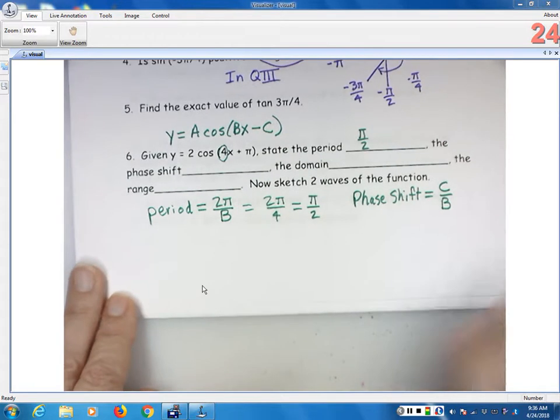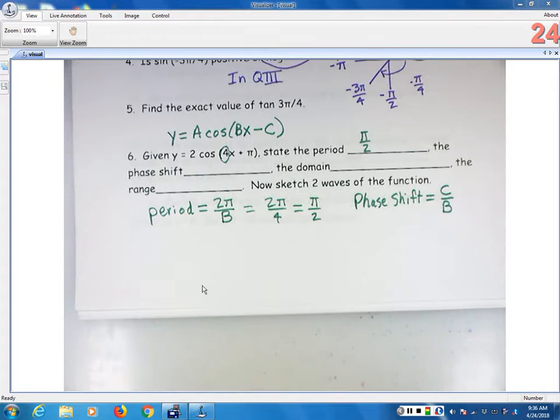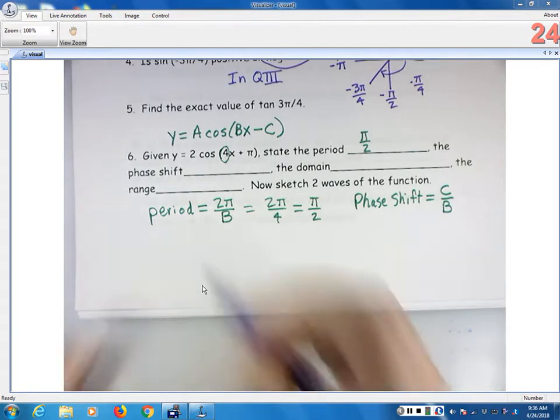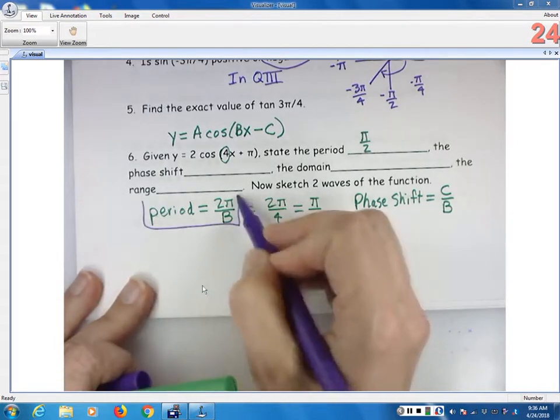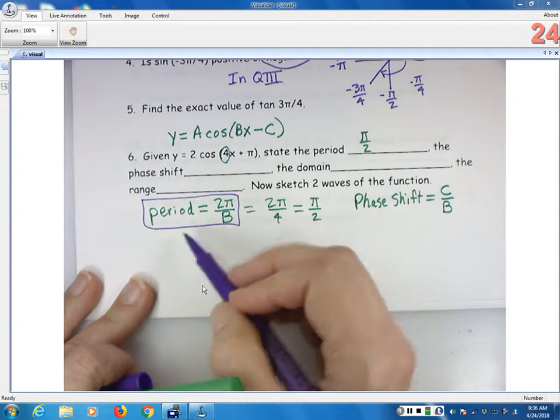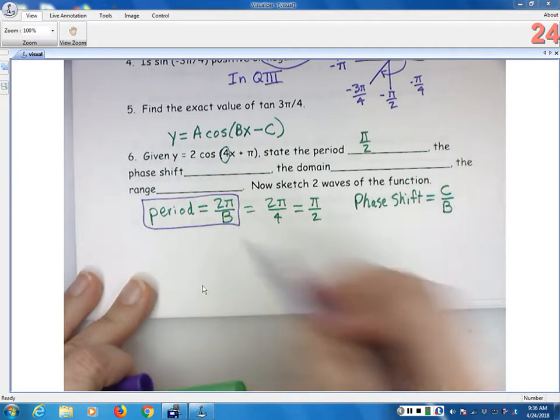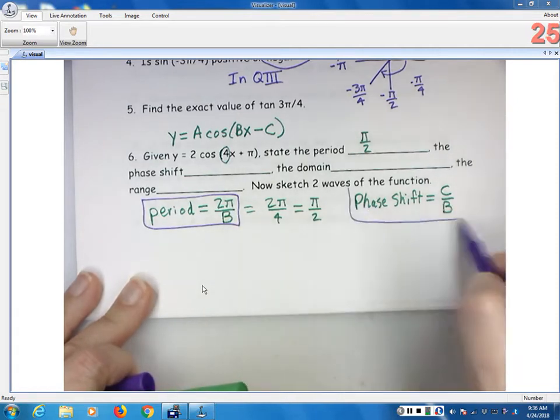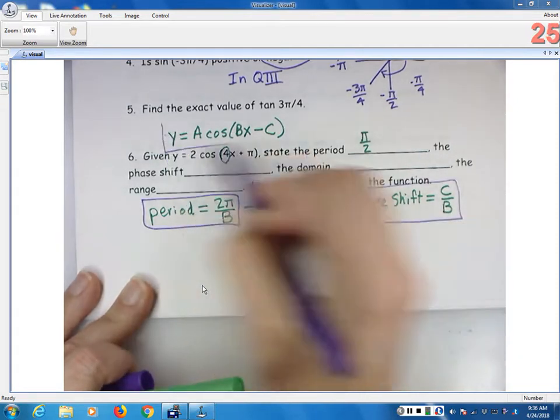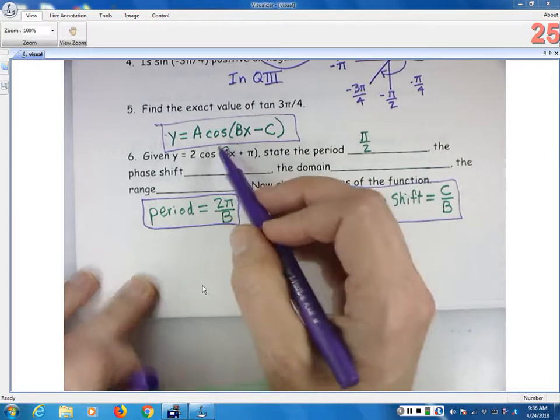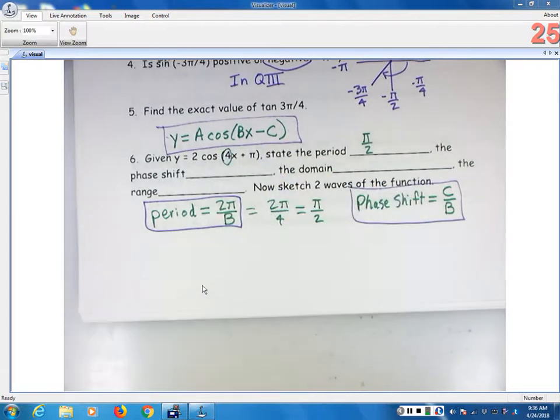There's a bunch of things you have to memorize for this problem. The period of sine and cosine is 2 pi over b. The phase shift, and you have to memorize this, has a minus sign there. Okay, so now we're going to find the phase shift.